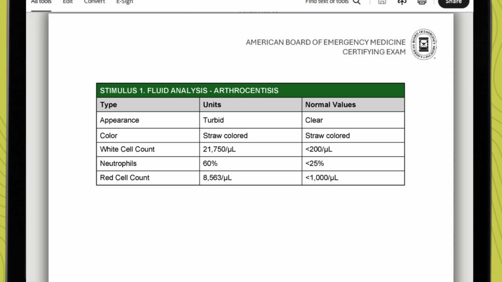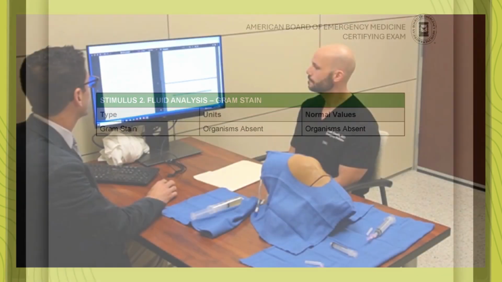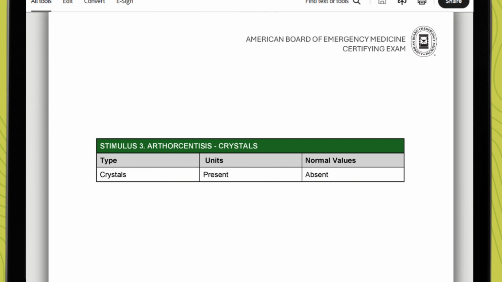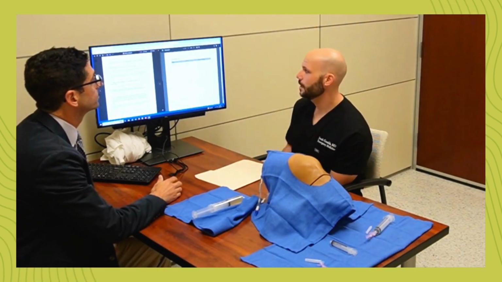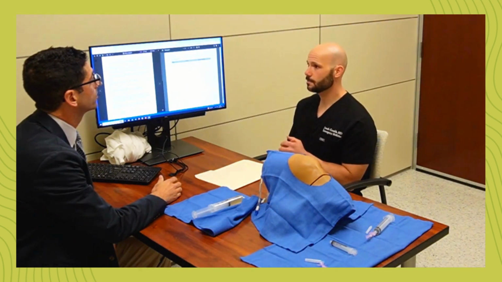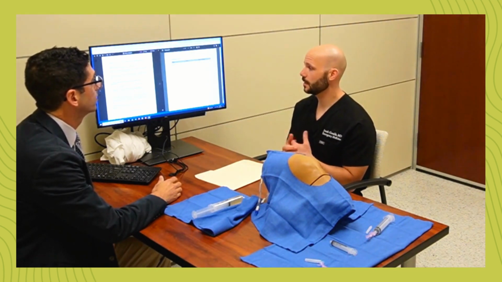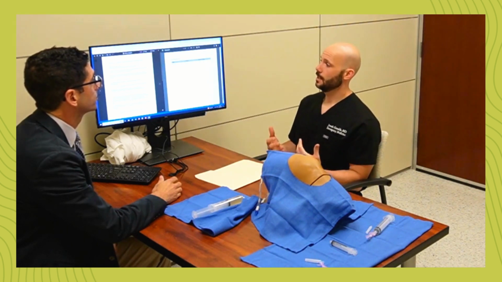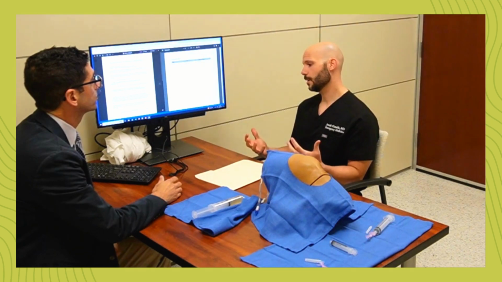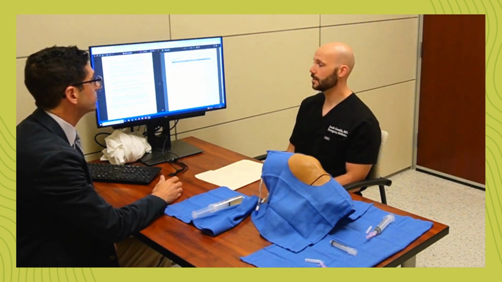Okay. Next is the gram stain. Okay. And the crystal analysis. Okay. My interpretation based on these labs is that the patient's diagnosis is more consistent with a crystal arthropathy like gout, given the presence of crystals and the absence of organisms on the gram stain. So my treatment recommendation would include a course of NSAIDs, possibly colchicine, and steroids like prednisone.